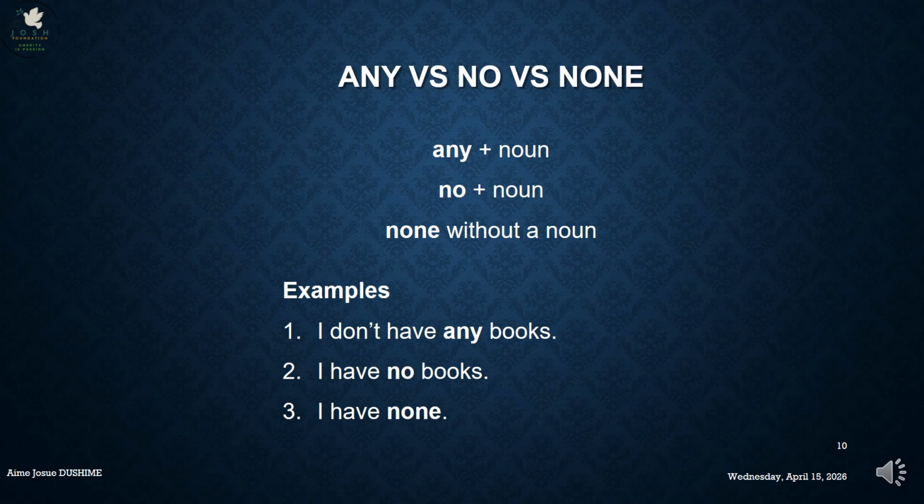Let's see any in comparison with no and none. When I say any, it should be followed by a noun. When I say no, it should be followed by a noun. And when I say none, I don't put any noun after it. I don't have any books. I have no books. I have none. They all mean the same. I don't have any book, the same as I have no books, and the same as I have none.